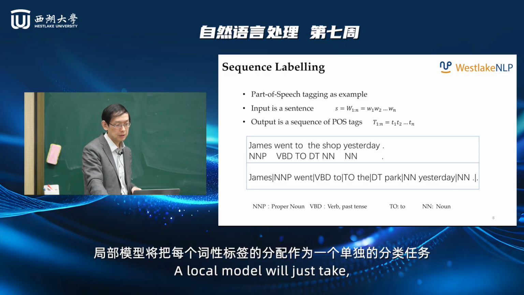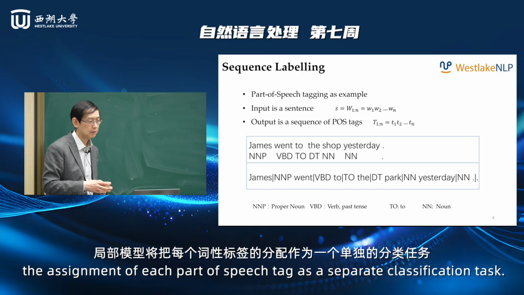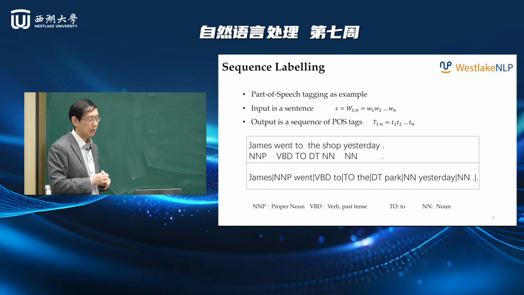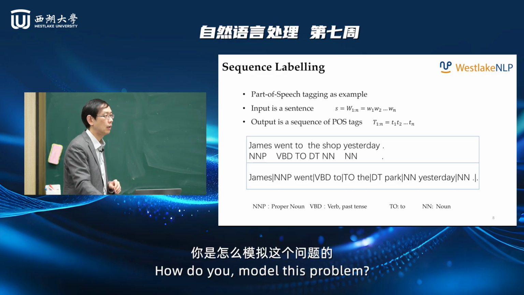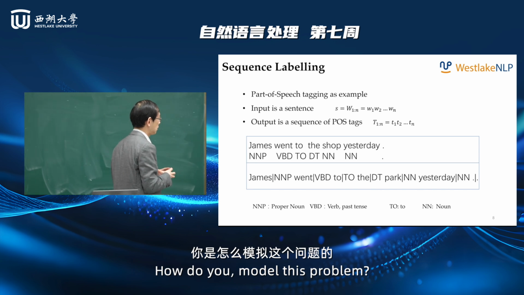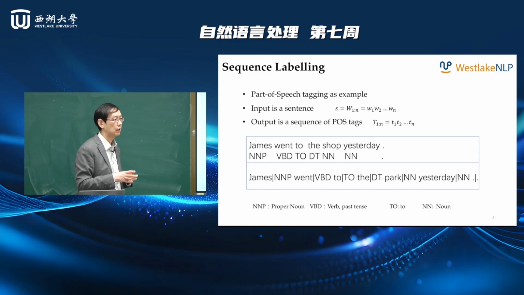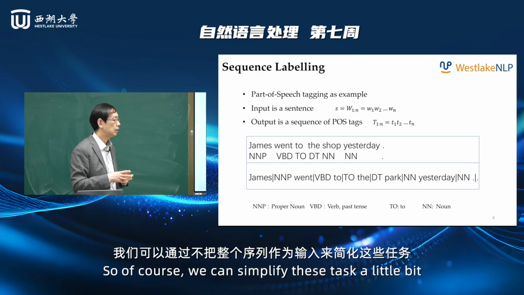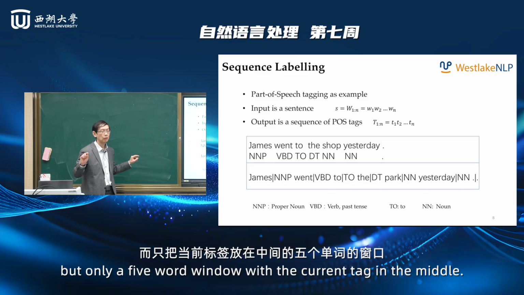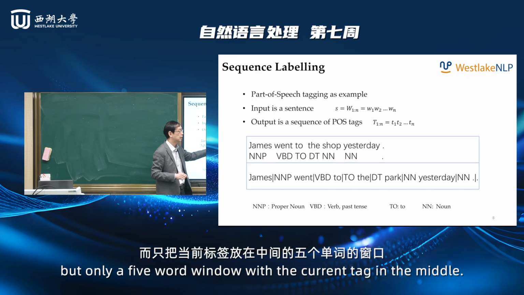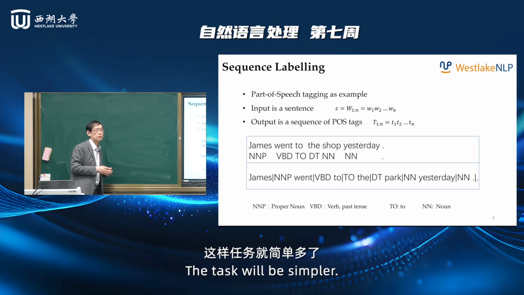So this is the first idea, and I call it a local model. A local model will just take the assignment of each part of speech tag as a separate classification task, okay? And then what's the input, okay? How do you model this problem? What's the input when we predict each tag, okay? So of course we can simplify these tasks a little bit by not treating the whole sequence as the input, but only a 5-word window with the current tag in the middle, okay? All right, so the task will be simpler, okay?